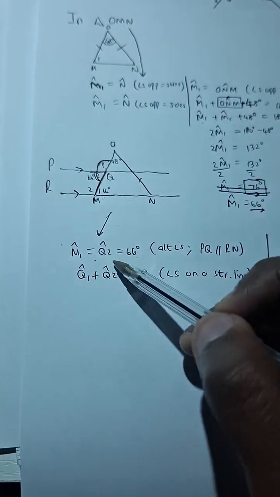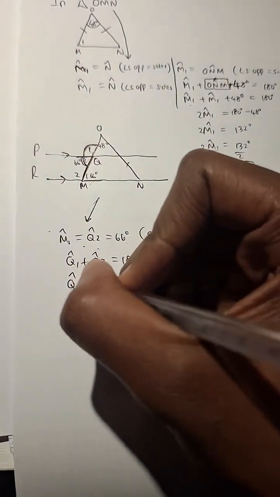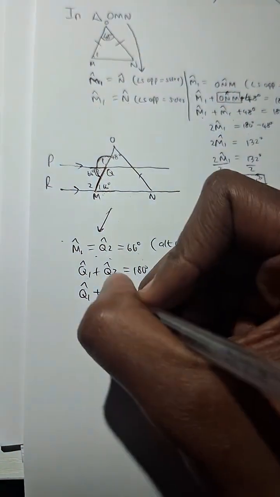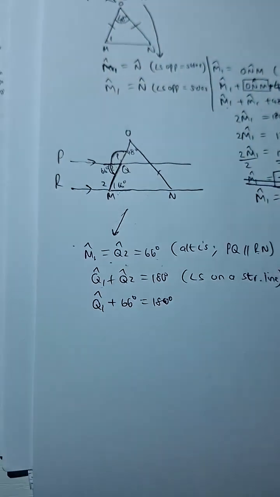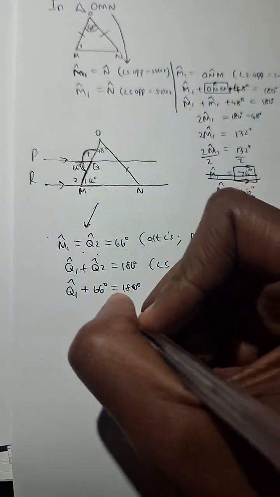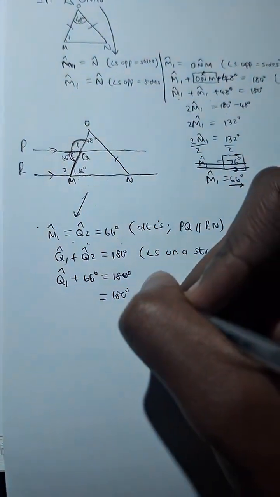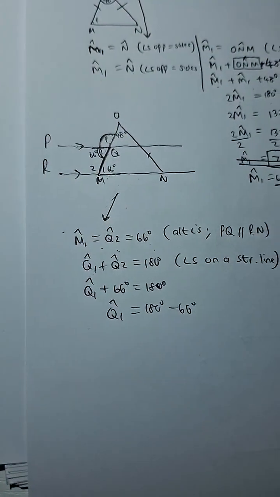Then Q1. Remember Q1, what did I get for Q1? I don't know what Q1 is, that's what I'm wanting. Q2 was 66 degrees, and the addition of those two gives me 180. Now I solve for Q1: 180 degrees minus 66 degrees. So angle Q1, what's angle Q1?